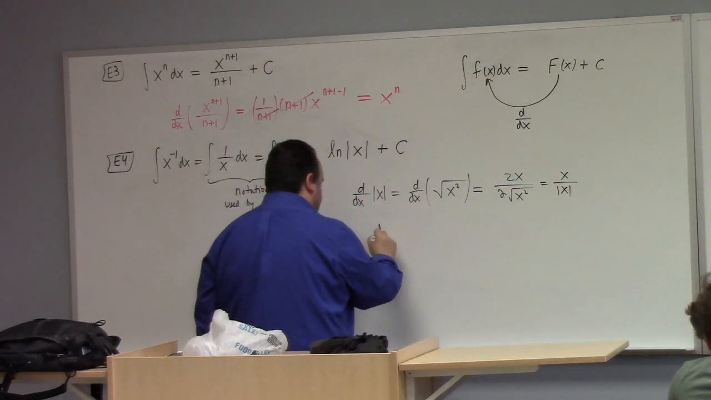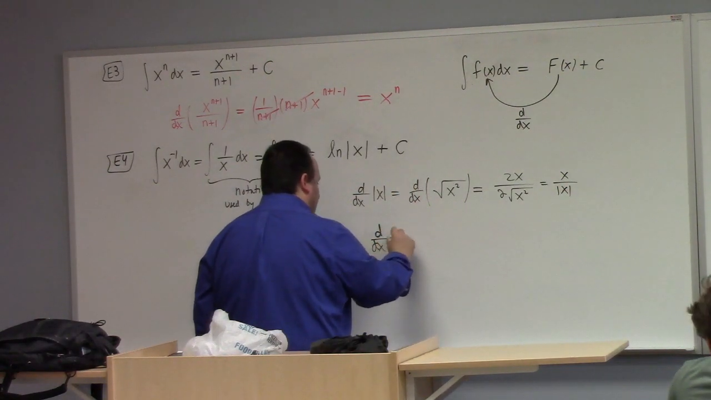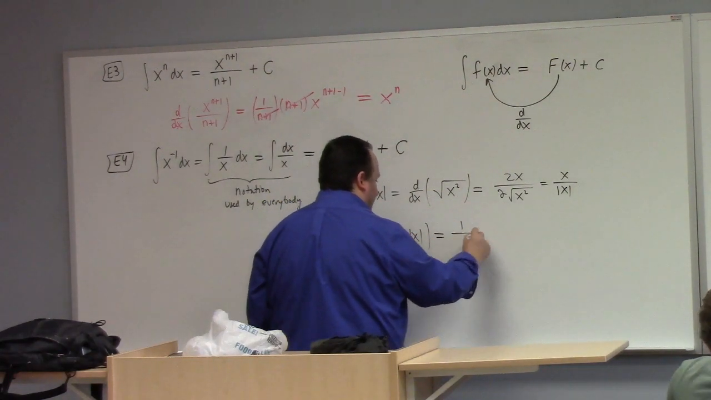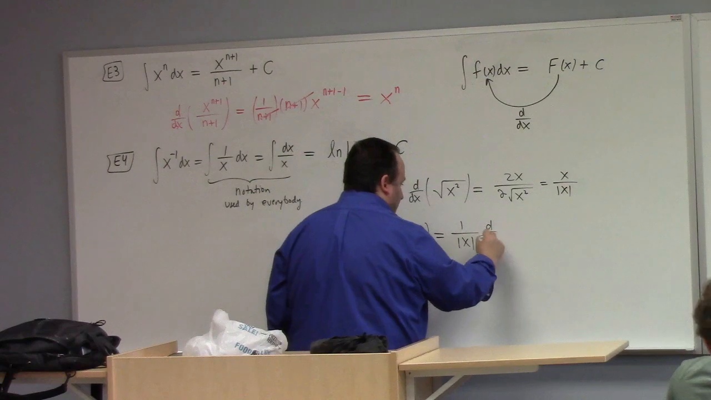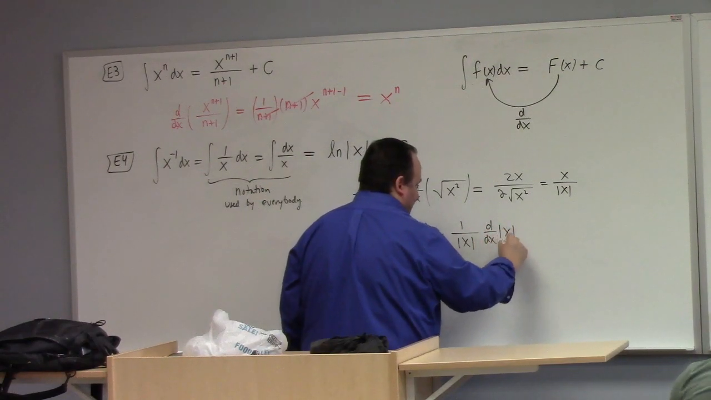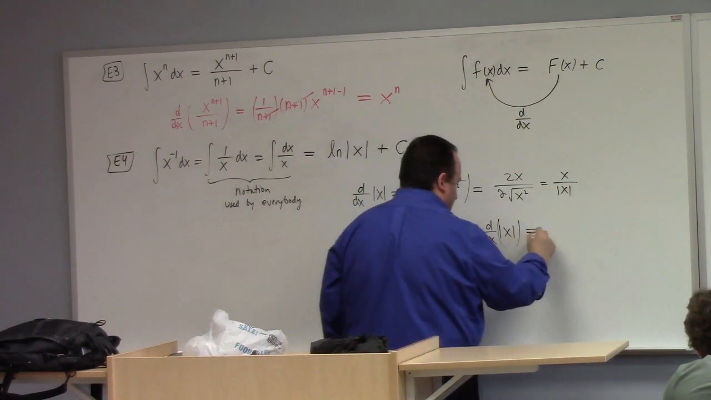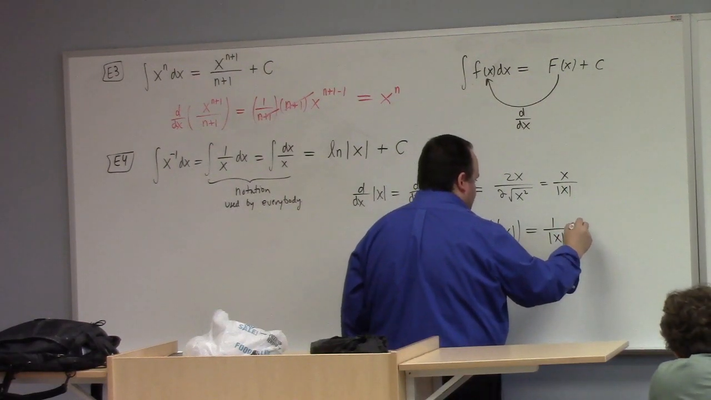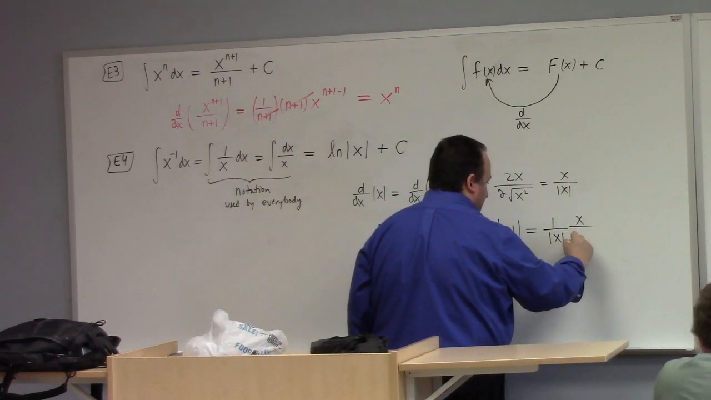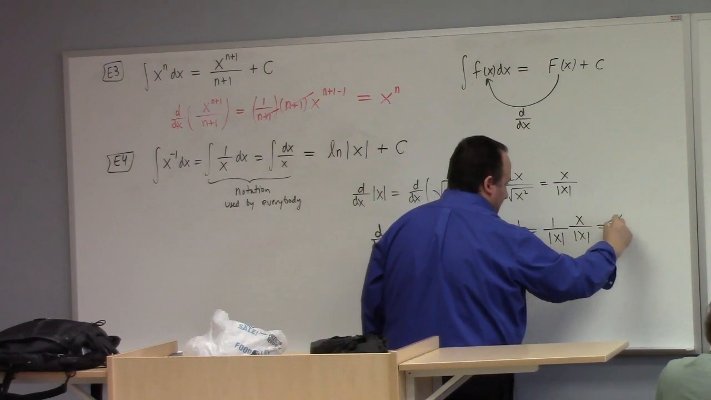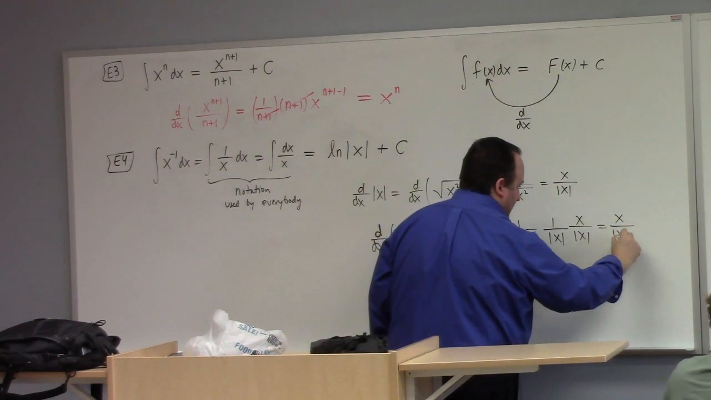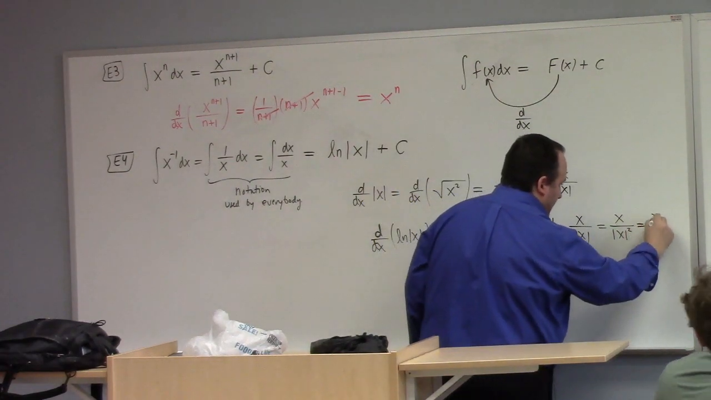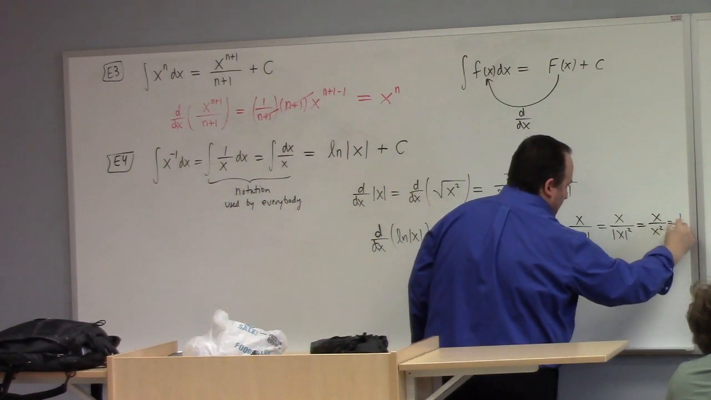So if I differentiate natural log of the absolute value of x, I get 1 over absolute value of x times the derivative with respect to x of the absolute value of x by the chain rule. But that is 1 over absolute value of x times x over absolute value of x, which is x over absolute value of x squared, which is x over x squared, which is 1 over x.